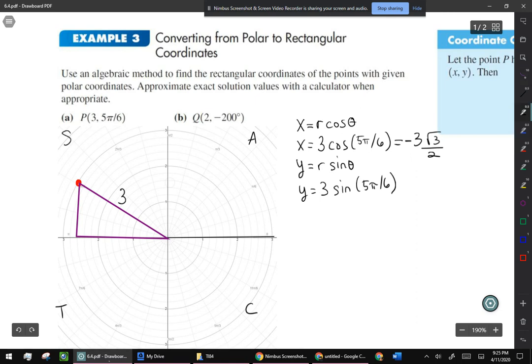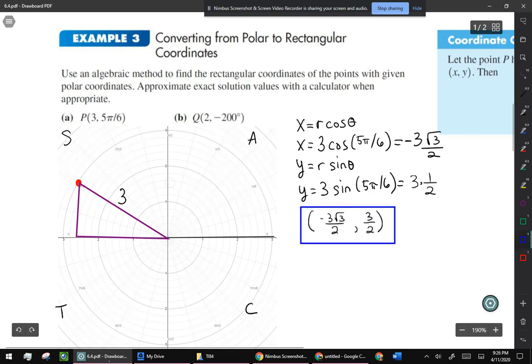And similarly, we do the same, sine of 5 pi over 6, and that's going to be 1/2, right? That's going to be 3 over 2 because it's 3 times half. And in that case, our coordinate would be negative 3 root 3 over 2, comma, 3 over 2. And that's part A.